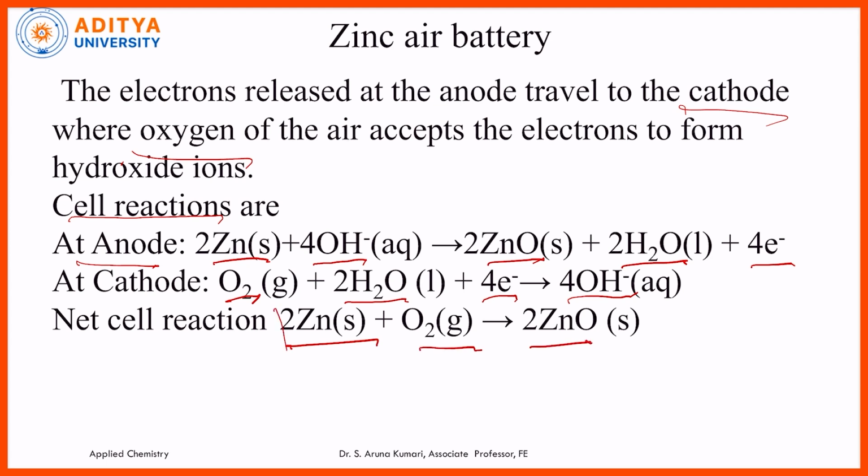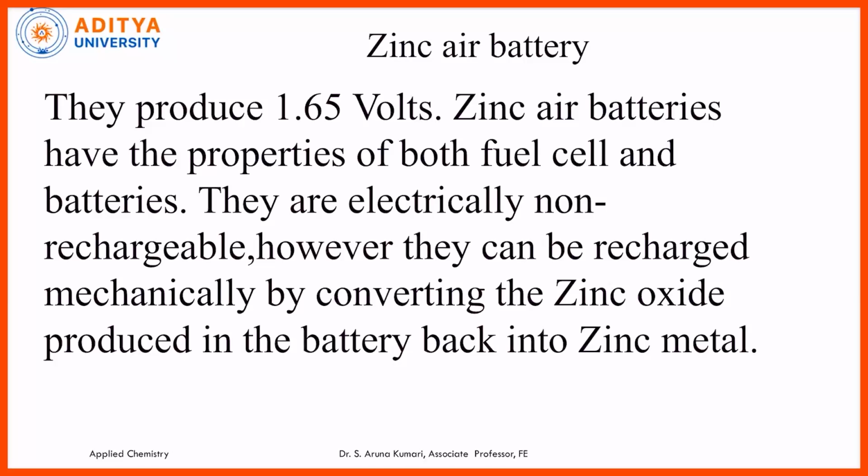This is the overall reaction taking place during the discharge of electric current, where zinc combines with oxygen, changing into zinc oxide. This zinc air battery produces nearly 1.65 volts, and zinc air batteries have properties of both the fuel cell and batteries. So, we can see that the fuel cell is an advanced cell. This zinc air battery is not only an example of a secondary cell, it is a combination of both the fuel cell and batteries.